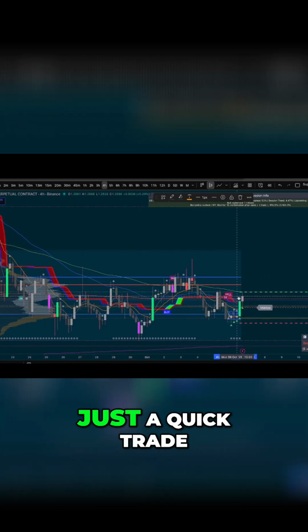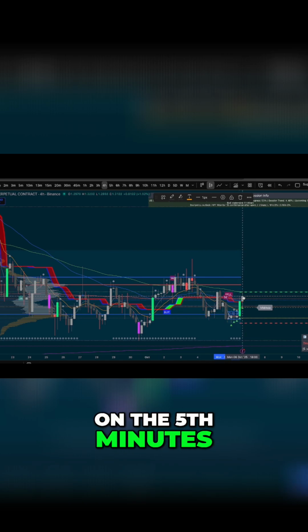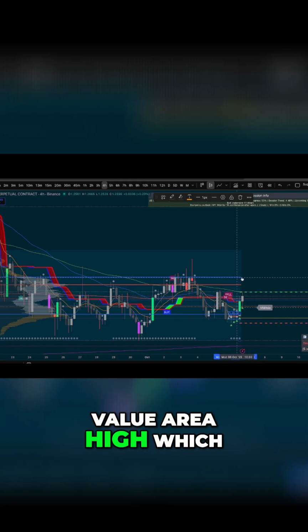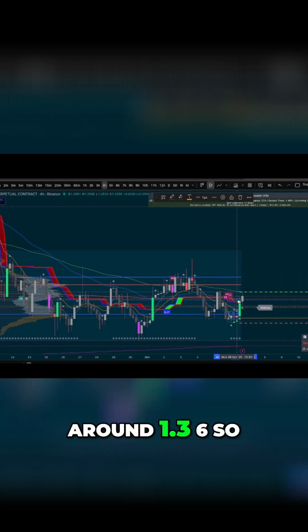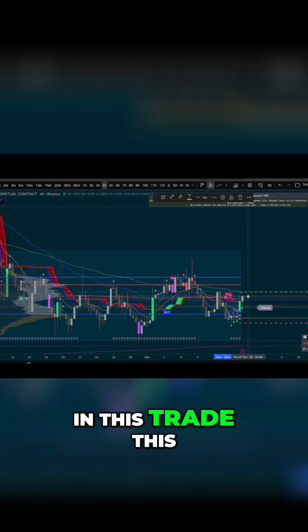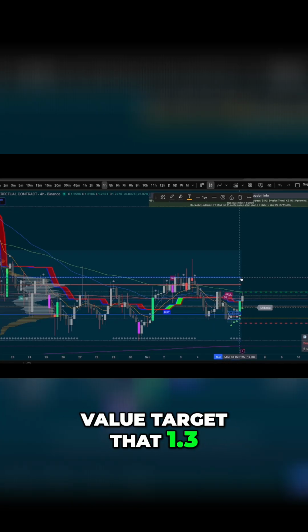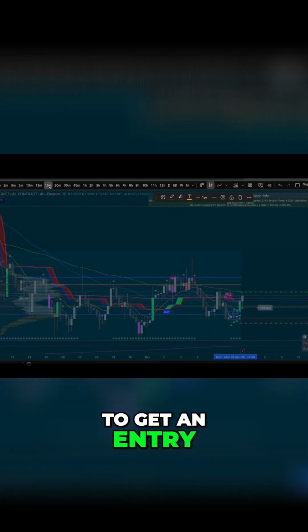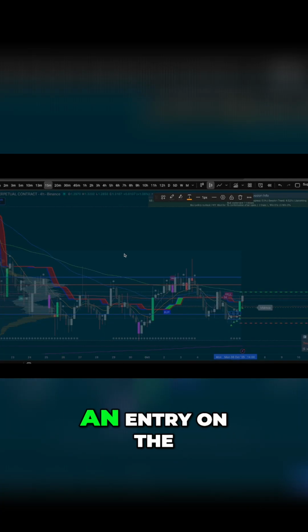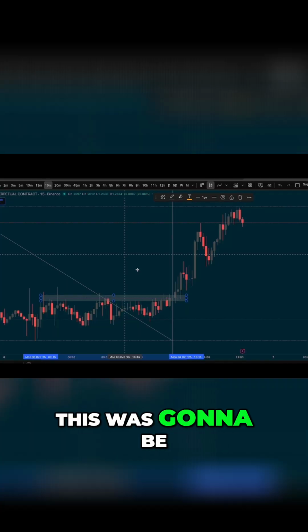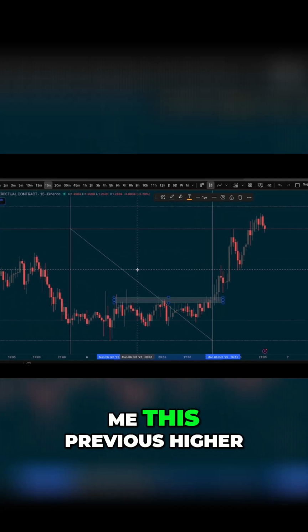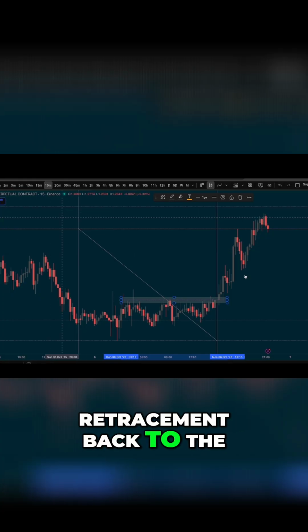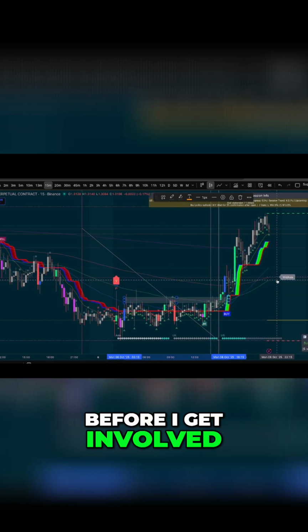What I did here was just a quick trade on the 15 minutes time frame. I would have still held this trade and taken it right up to the value area high, which was this zone here around 1.36. So if you are still in this trade, this target is still the value target, 1.356. Now, I went down to the 15 minutes time frame to get an entry, and this previous high here was going to be an amazing target for me. And after that high, I want to see a retracement back to the 50-day moving average before I get involved again in this trade.